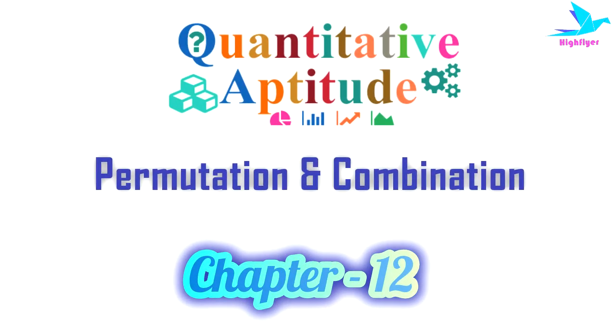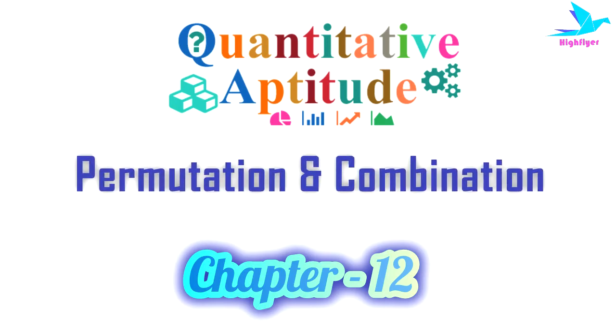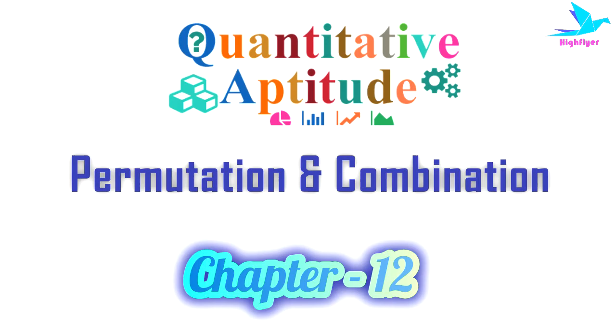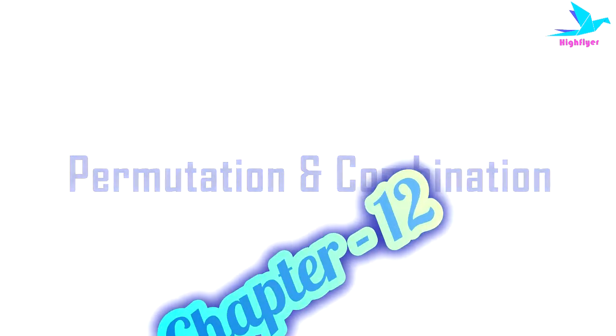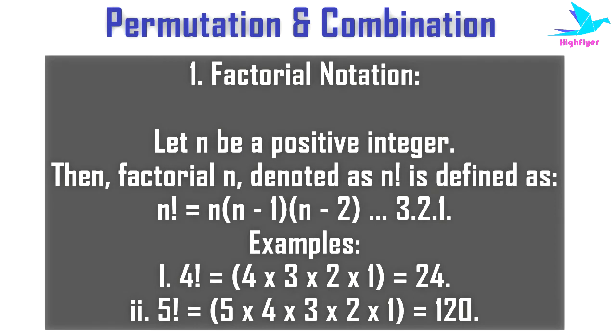Permutation and combination, one of the most important chapters for quantitative aptitude. Before going to the problems, let's first understand the concepts. First, let's understand what is factorial notation.